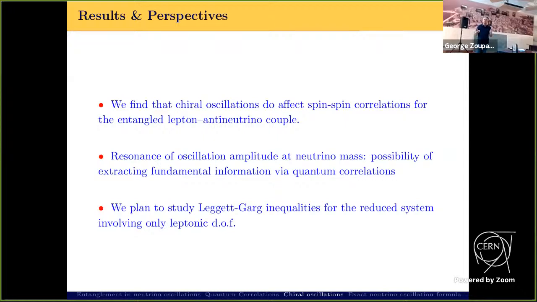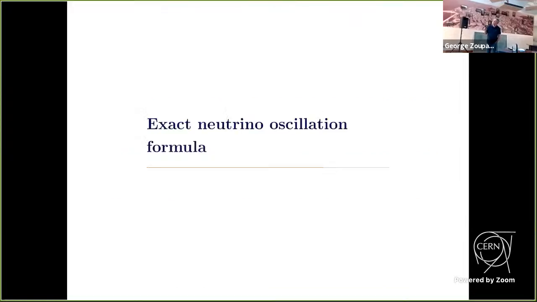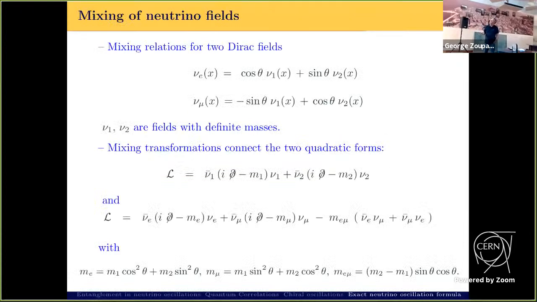So if one has the sensitivity, then one should be able to read the resonance in the correlations at the neutrino mass. Okay, that's it. If you want more details, we can talk later. I want to show you just a few words about this. We have said that solving the Dirac equation, we find a complete formula, even taking into account the chirality of the neutrino state. Well, where do these corrections come from?